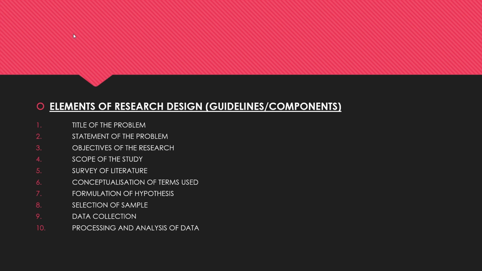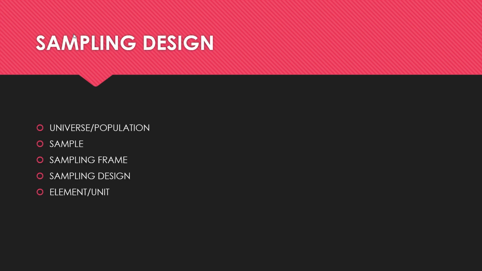Now we can study sampling design. First of all, you have to know some fundamentals of sampling design. What is universe? Or what is sample, what is sampling frame, etc. So we can study in detail what is universe. Universe is also known as population. It's the aggregate of all the units to be studied in any field of inquiry.